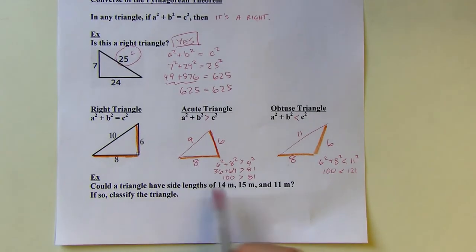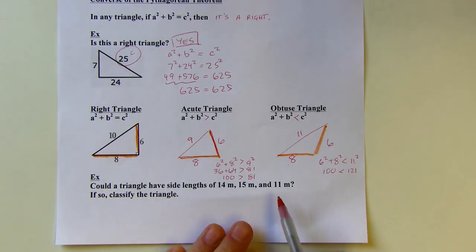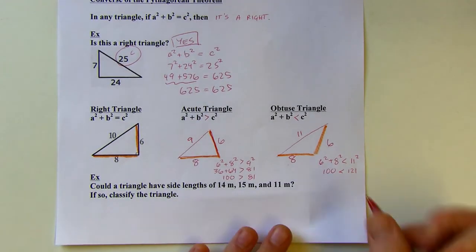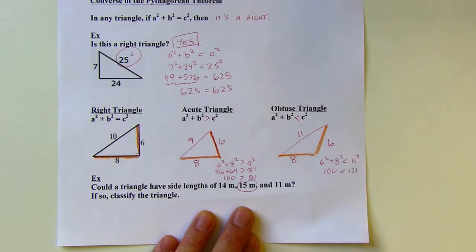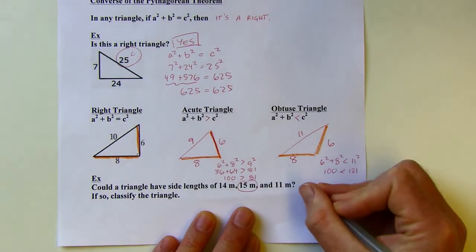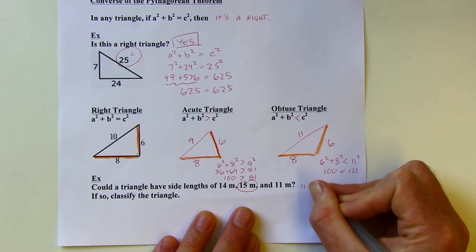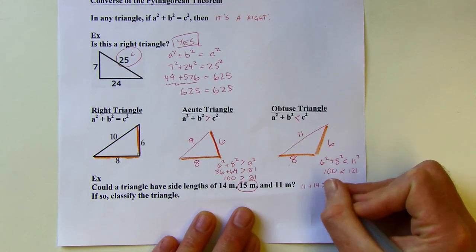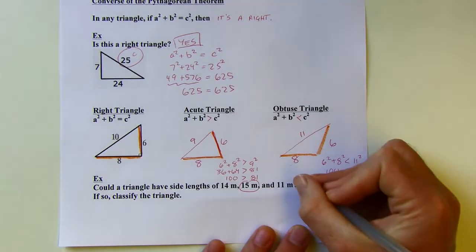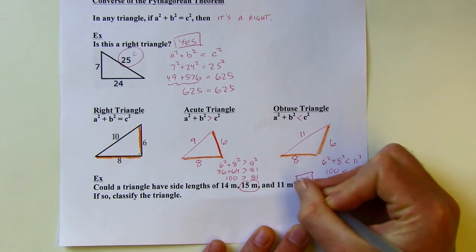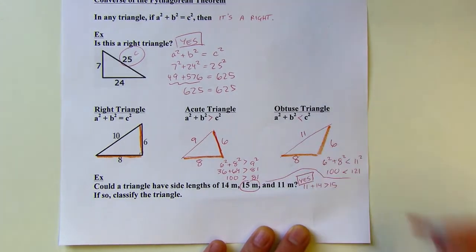Okay, so next example. Could a triangle have these side lengths? So first thing I want to do is see if I have enough bridge to cover the river. So this would be the river because it's the biggest one, right? So I want to check, is 11 plus 14 greater than 15? Definitely, right? This is 25. So my answer for this first part is yes.